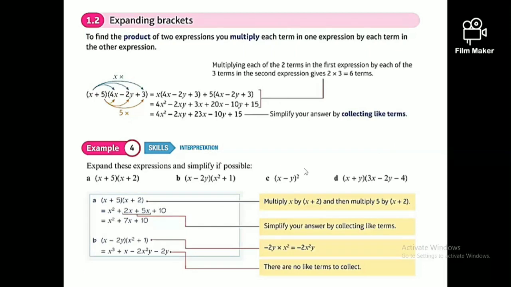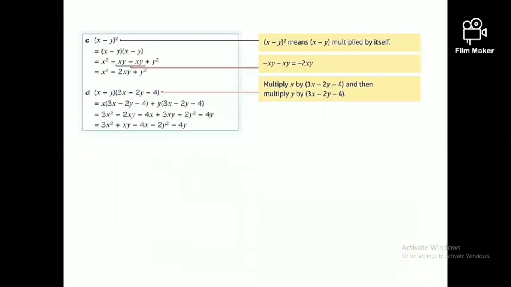Right. Then you can work out x into x squared is x cubed. X into 1 is x. Minus 2y into x squared is minus 2x squared y. Then this term into this: minus 2y into 1 is minus 2y. Now you can see there are no similar terms. All the terms are different. This is x cubed, this is x squared y, and y. So there is no further simplification. You can keep the answer as this, right?